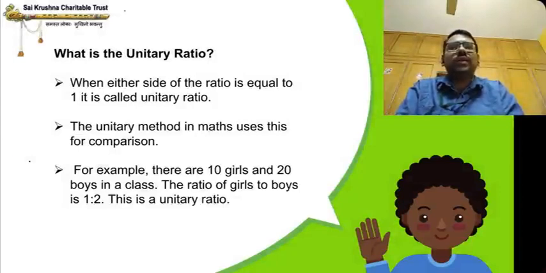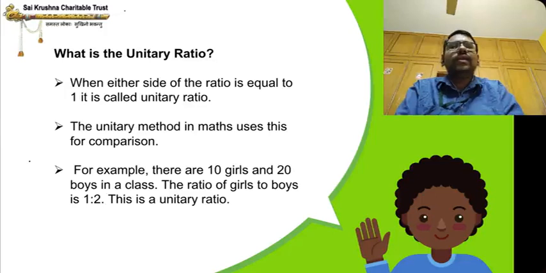What is the unitary ratio? When either side of a ratio is equal to 1, it is called unitary ratio. The unitary method in maths uses this for comparison.